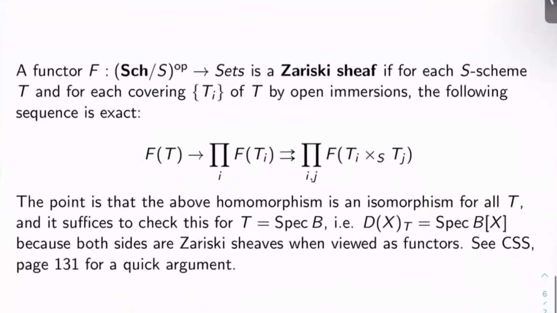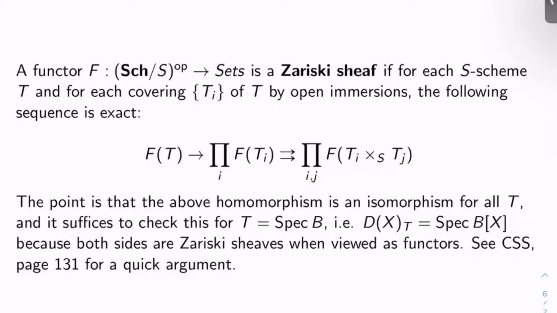Okay, let's say a little bit more about this to conclude the video. So a functor F from the opposite category of S-schemes, so reverse the arrows, to sets is called a Zariski sheaf if for each S-scheme T and each covering T_i of T by open immersions, I don't care to define all this right now, but just think of a topological space covered by open sets naively, the following sequence is exact. So we take F(T) to the product over i of F(T_i), and then we take this double arrow map, this equalizer, to the product over i, j of F(T_i cross over S T_j).